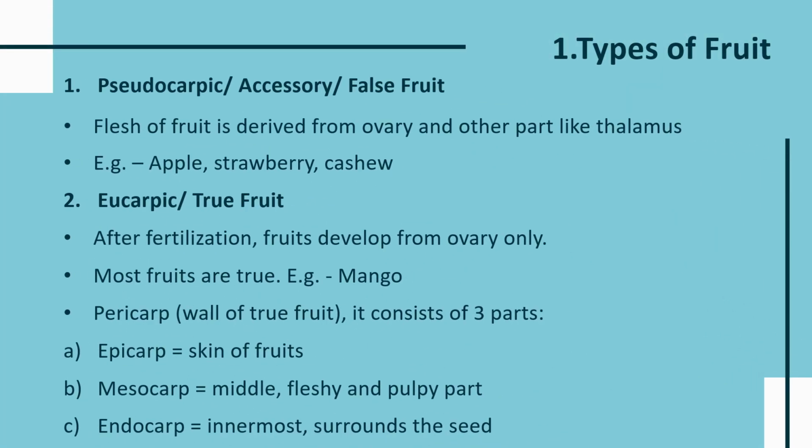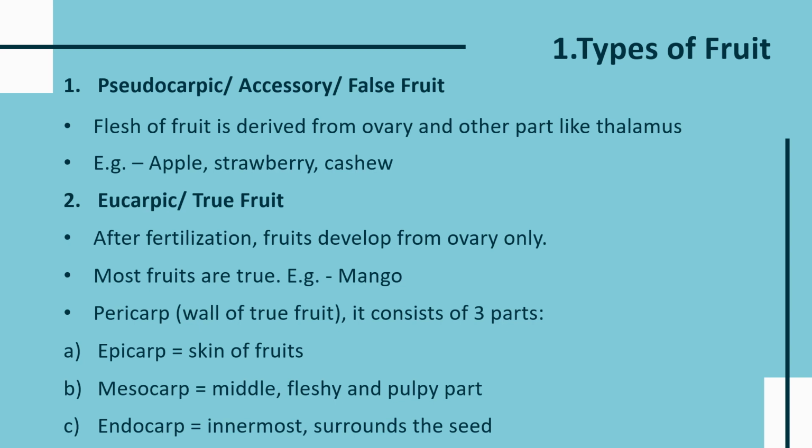There are more ways of categorization of fruits. On the basis of the part of the flower contributing to flesh formation, fruits can be categorized as false fruit and true fruit. A false fruit can also be called a pseudocarp or accessory fruit, where the flesh of the fruit is not just derived from the ovary, but other parts like the thalamus are also involved in fruit formation. Apple, strawberry, cashew, all of them are false fruits. A eucarp or true fruit will have fruit developed only from the ovary post-fertilization. Most of the fruits are true. Mango is an example of a true fruit.